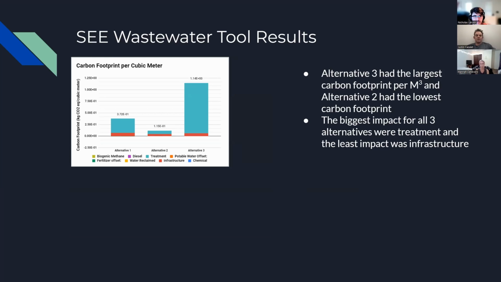On this slide, we have the results in terms of carbon footprint per cubic meter, and we can see alternative three has the highest carbon footprint, and alternative two has the lowest carbon footprint. The biggest impact for all three of these was treatment, and the least impact was infrastructure.